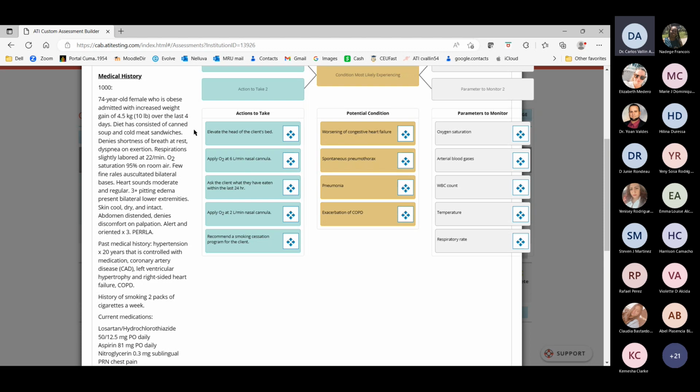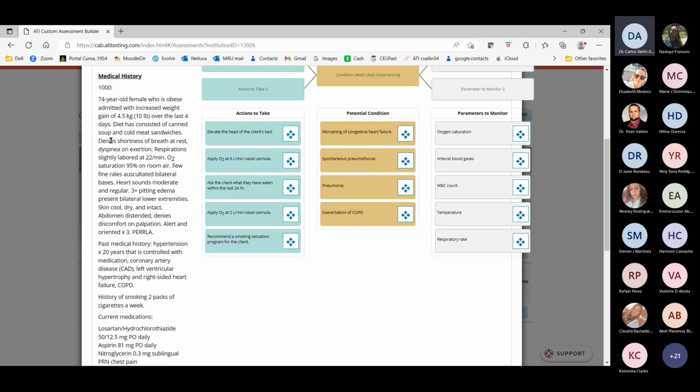The diet has consisted of canned soup and cold meat sandwiches, so it's retaining fluid. So this explains the heart failure of the patient. So what is the problem with this diet? Too much sodium, yes? Canned soup and cold meat. Cold meat is ham, mortadella, prosciutto, pepperoni, all those things.